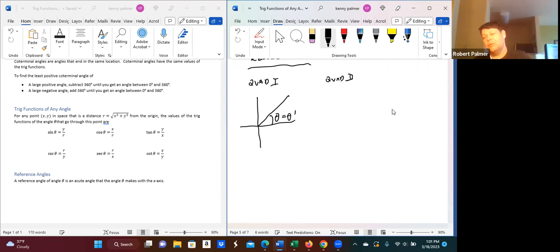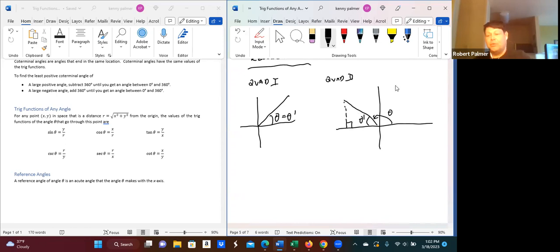Quadrant 2. So in quadrant 2, we have some angle over here. That's our angle. What we're going to do is make a right triangle, an angle with respect to the x-axis. And this is what's called our reference angle. It's theta prime. It's the angle with respect to the x-axis, wherever your angle is, in whichever quadrant.